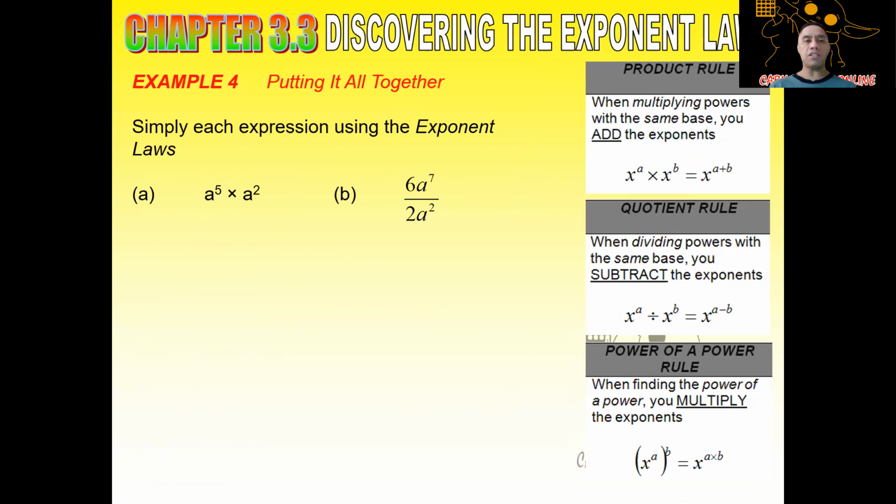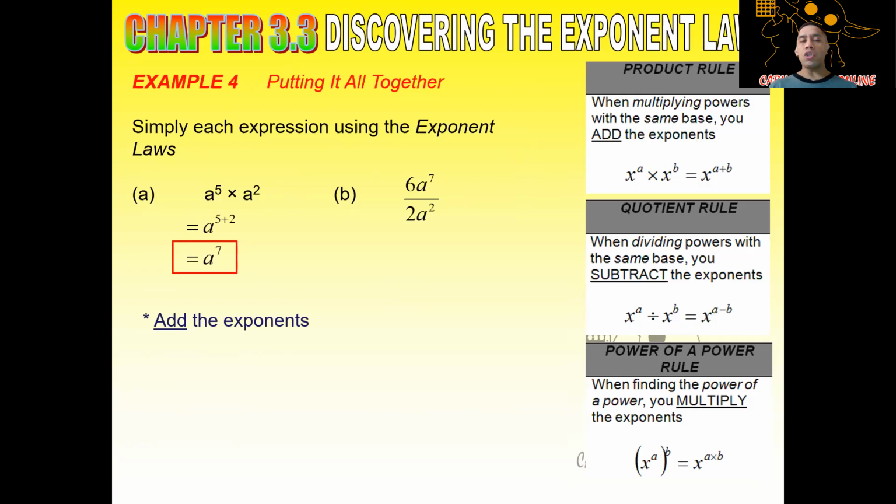Start off with example A. What we have for this one is a to the exponent 5 times a to the exponent 2. In this question, the common base is a. Since we are multiplying the common base of a, what we need to do with the exponents is add them. So in the next step, I'm just going to add the 5 and the 2 together, and that gives me a to the exponent 7.